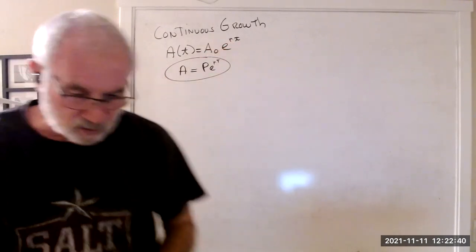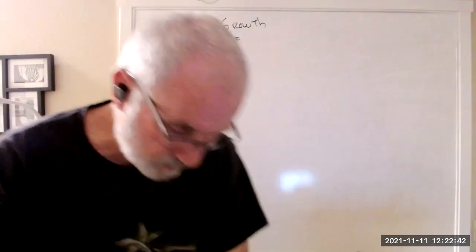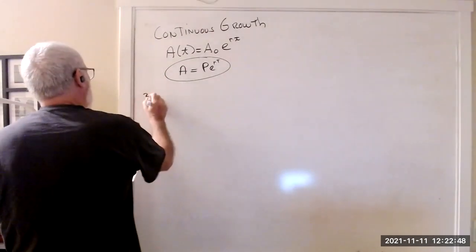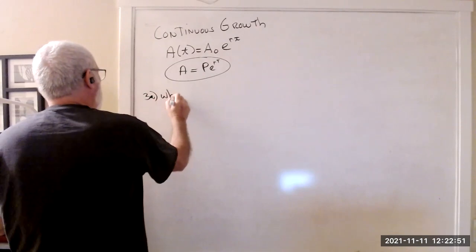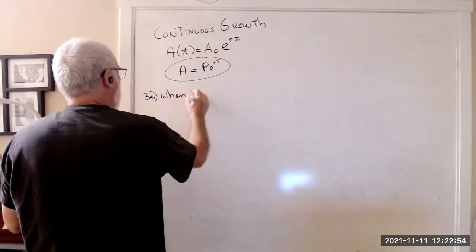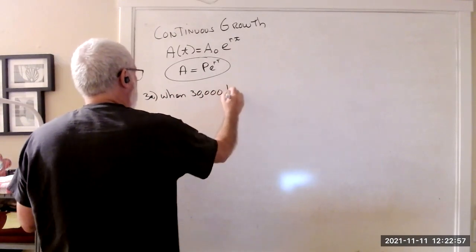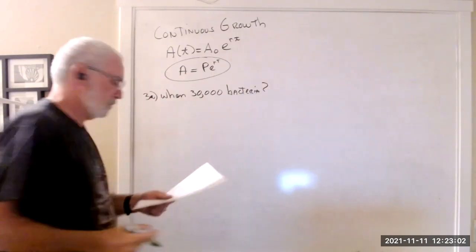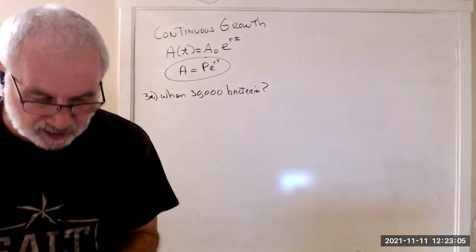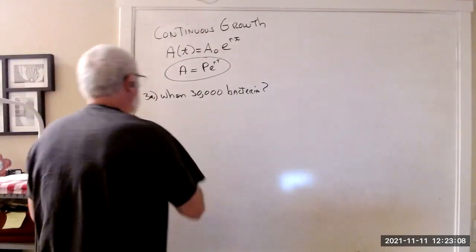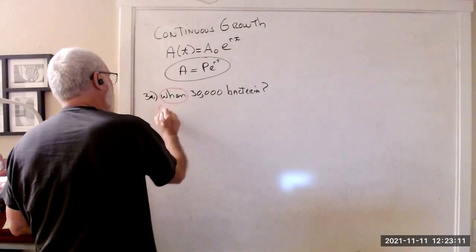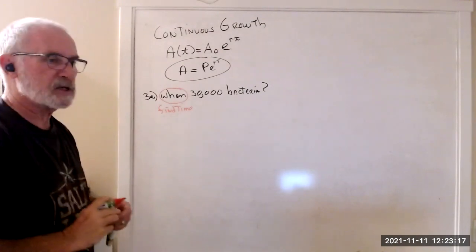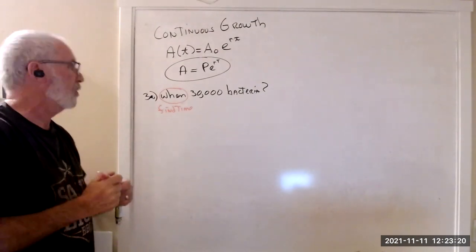Okay, so looking at number 3A, when will there be 30,000 bacteria? Again, the key word in English is when, means find the time. So that means time is going to be our unknown, our variable.